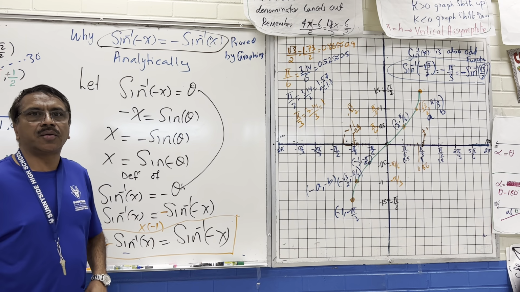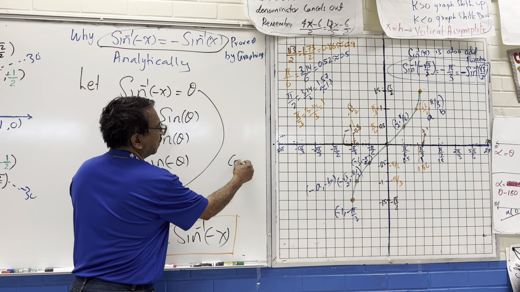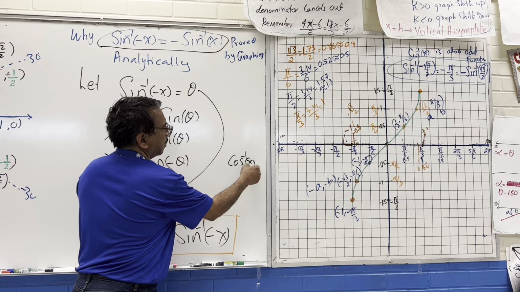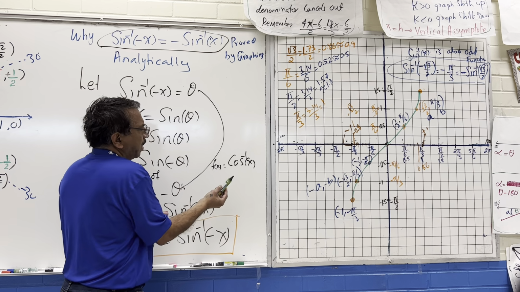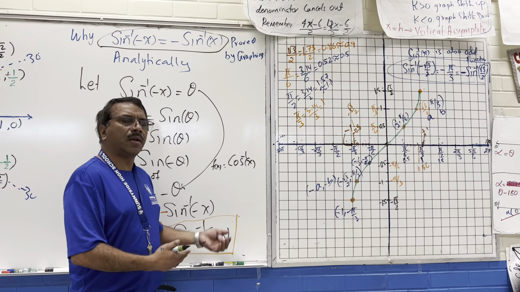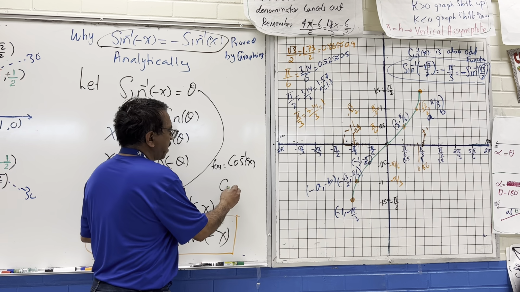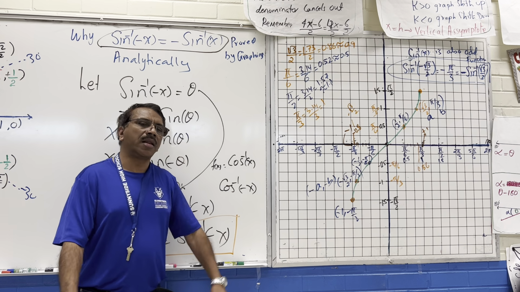In the next video I will show how you get cosine inverse. What is cosine inverse? You just call it f of x. What does that mean? How did you get it? What's the domain? What's the range? What does the graph look like? And what do you think is cosine inverse of a negative? That's the next video I'm going to do.